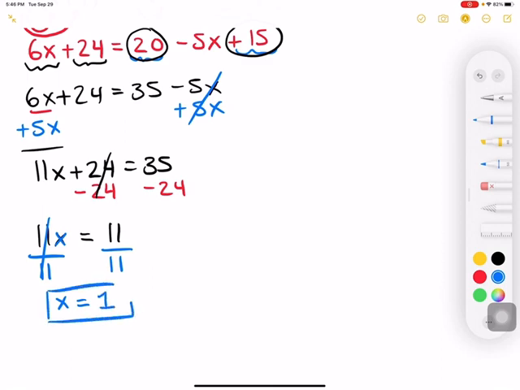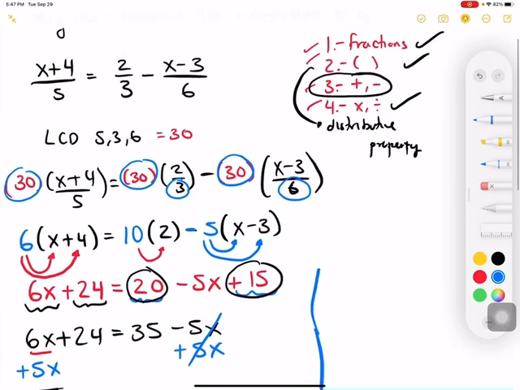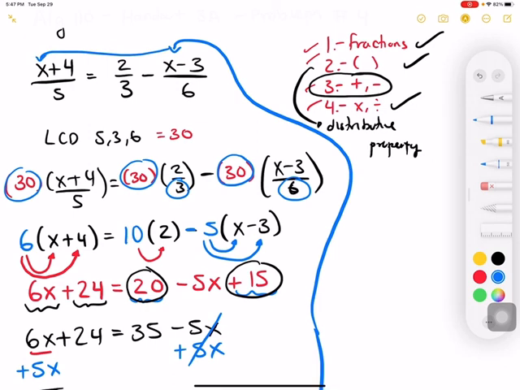So it looks like the result for our equation is going to be x equals 1, which means if I take 1 and substitute into every single x in my original equation, the left side is going to be equal to the right side. Both sides are going to be equal.